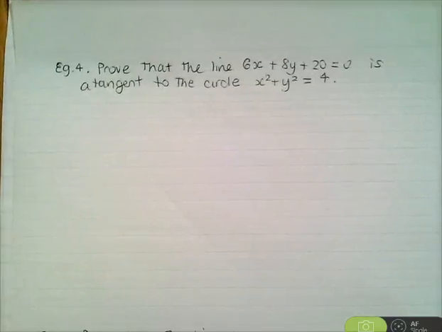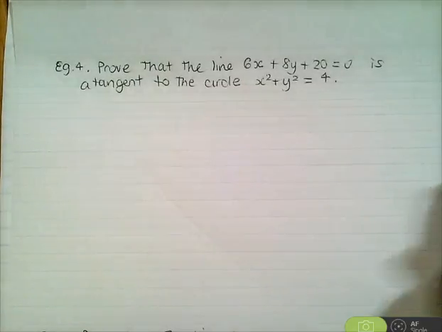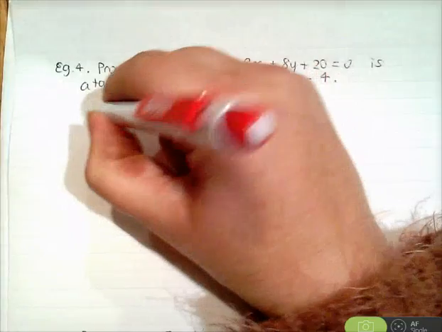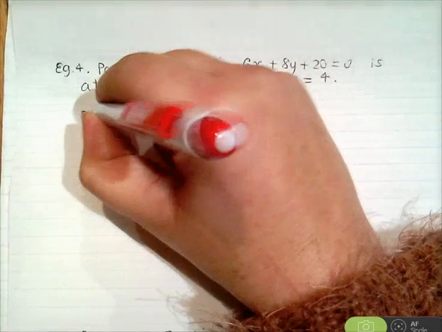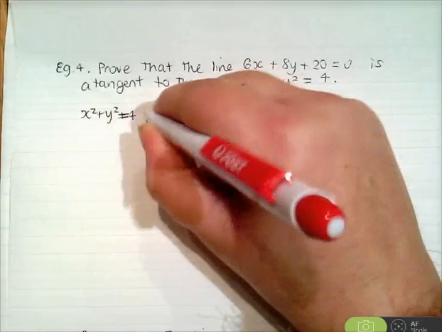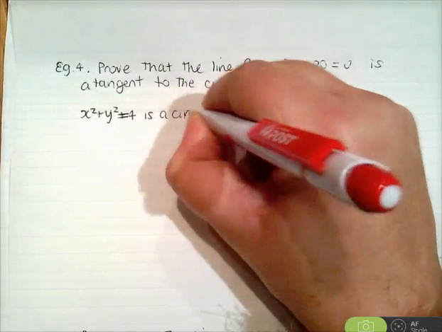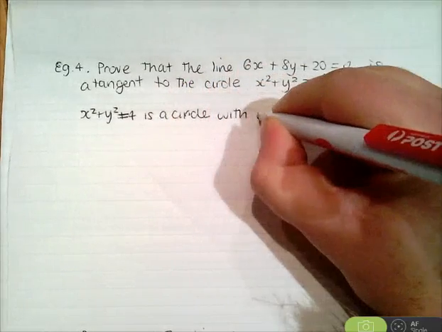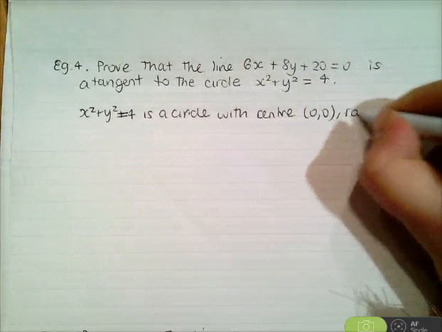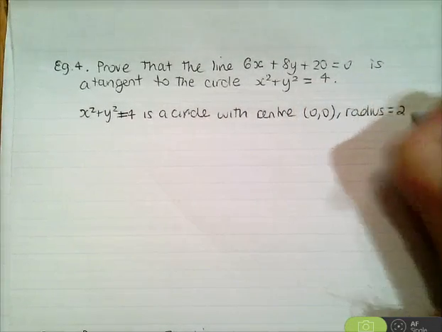Okay, and here is example 4. Example 4 is: prove that the line 6x plus 8y plus 20 equals 0 is a tangent to the circle x squared plus y squared equals 4. Now we start off by saying, well, x squared plus y squared equals 4 is a circle with centre 0, 0 and radius equal to 2.